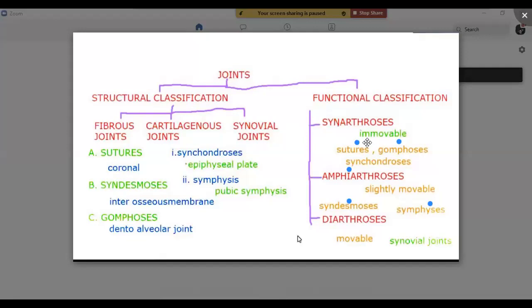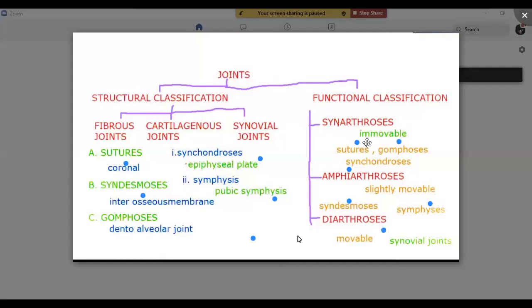So you need to correlate like this. Suture means coronal suture. Gomphosis means dentoalveolar joint. Synchondrosis means epiphyseal plate. Amphiarthrosis, slightly movable: syndesmosis means interosseous membrane, and symphysis means pubic symphysis. This may be asked directly even, so that's why I'm saying this chart is very important to remember. With that, now we'll move on to diarthrosis.